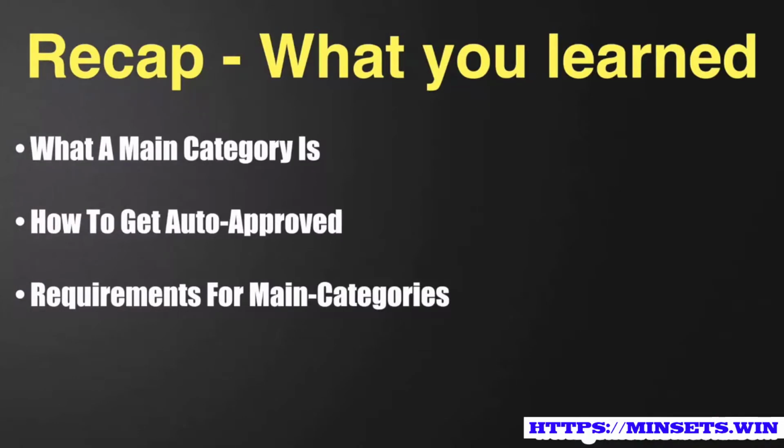Now, to recap, you learned what a main category is. You also learned how to get auto approved for some categories. So you learned that sometimes categories are just very easy to get ungated in, or it's because you've had good sales history, okay? However, you also learned that just because you've never sold any products on Amazon doesn't mean you can't get ungated, okay? And then you also learned the requirements for main categories, and you really learned where to go find those requirements.